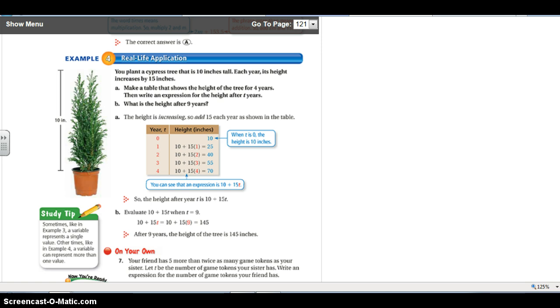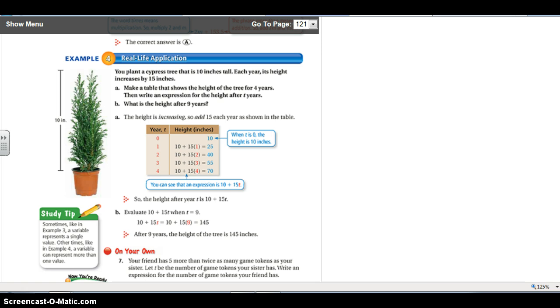So in the first year, if you look at the chart, it's 10 inches. That's where it starts. In year 1, you took those 10 inches and you added 15 because we know it grows 15 inches every year. They put a parentheses 1, which helps you just visually see this. That's times 1 year. Putting a 1 there isn't going to make any difference. And you get 25 inches.